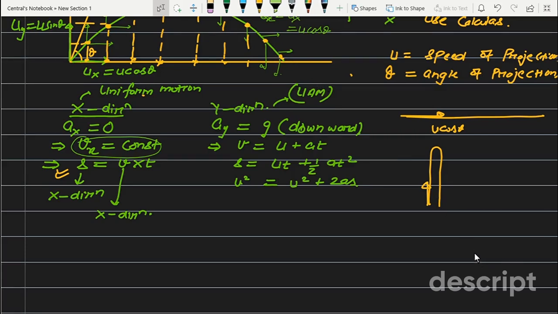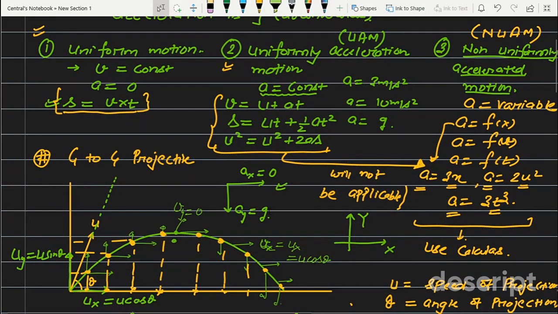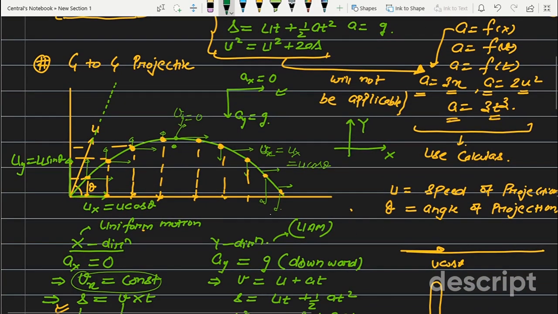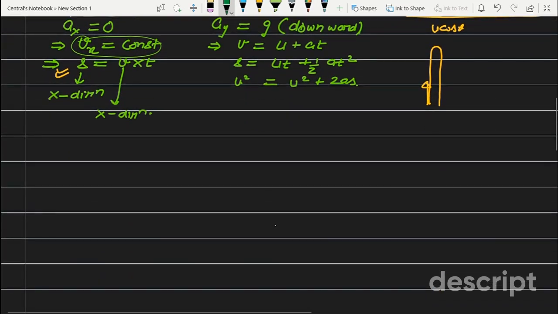Good morning, students. Today we'll be discussing the next part of projectile motion. In the previous part, we discussed that projectile motion will be divided into two perpendicular independent directions, the x direction and the y direction. In the x direction the motion is uniform motion, while in the y direction the motion is uniformly accelerated motion. And which equations apply in which direction, this we have already discussed. Now the three important parameters are time of flight, maximum height and horizontal range.